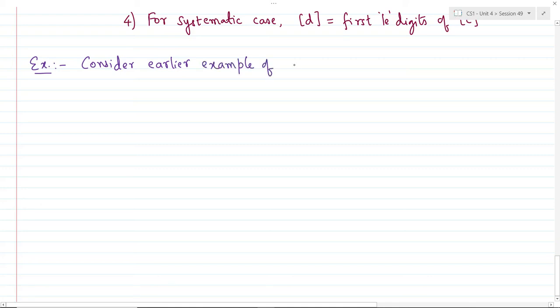In the last session we have seen that the d minimum for this cyclic code is 3. So this means that it is a single error correcting code, or a Hamming code. So we'll try to construct the first step, which is the decoding table. Therefore the decoding table is as follows.